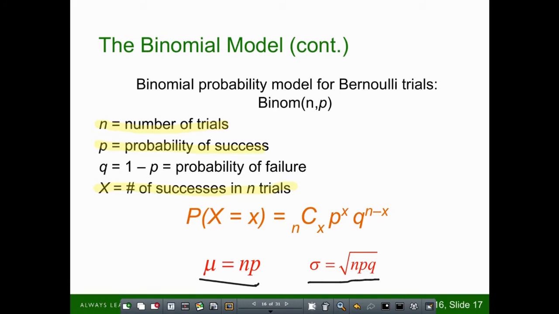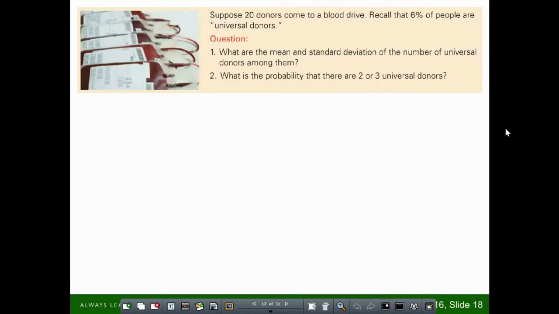Let's jump right into what a question is going to look like for this. We can see here it says, suppose 20 donors come to a blood drive. Recall that 6% of the people are universal donors. Remember, this was the one that was talking about O negative blood, all right? So it says, 1, what are the mean and standard deviation of the number of universal donors among them? And 2, what is the probability that there are 2 or 3 universal donors, okay?